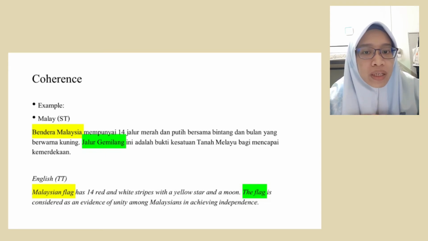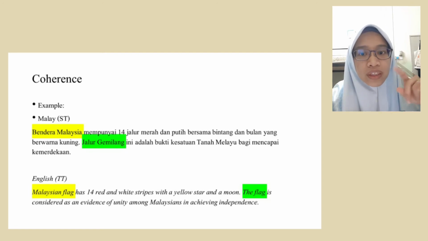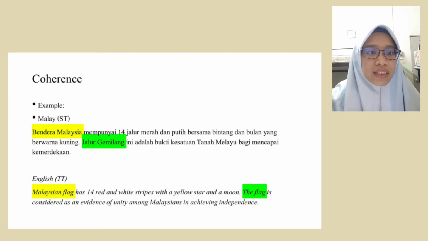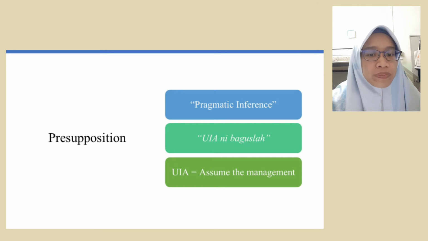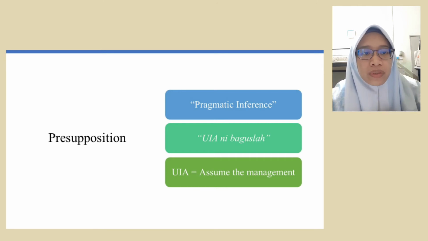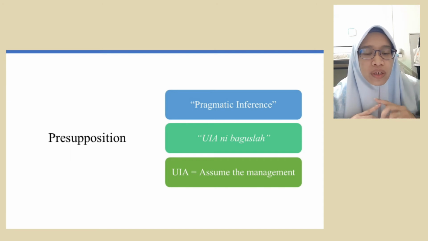In target text, it is better, according to Mona Baker, to have the cohesion structure of using the repetitive words, the flag, as the inference for the jalur gemilang. Okay, so next one is the presupposition. Mona Baker defined it as pragmatic inference, where we assume what the speakers are saying based on our experience.